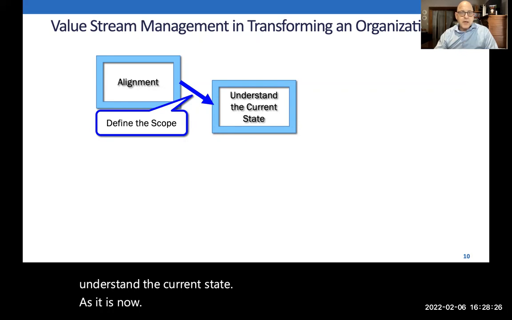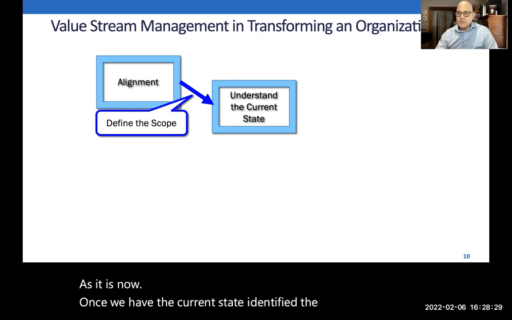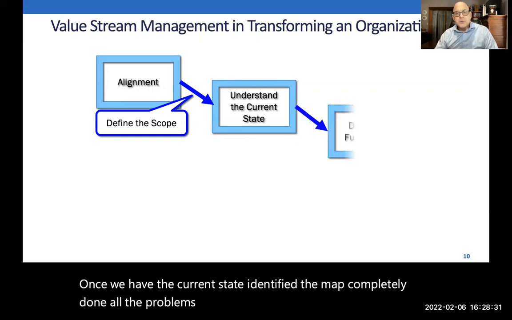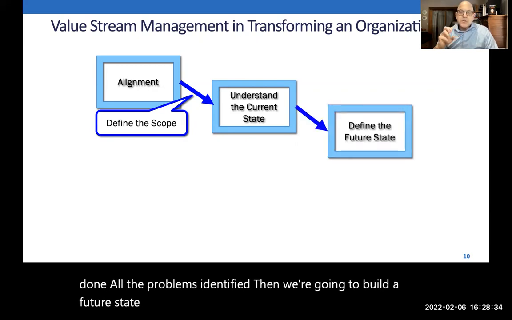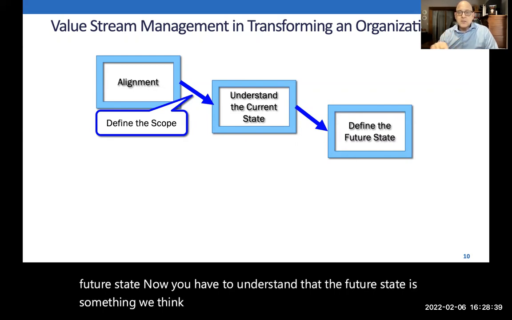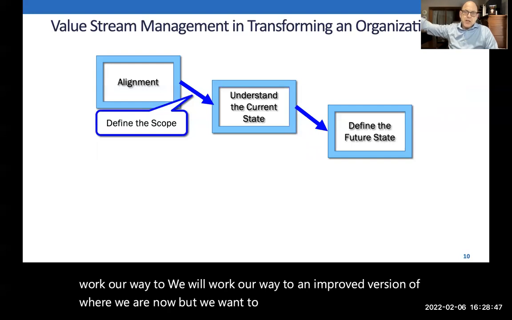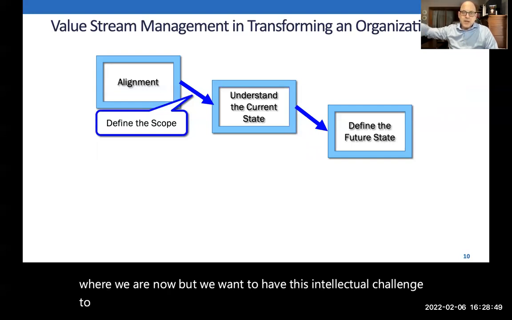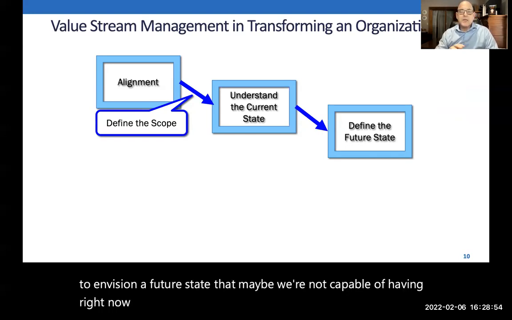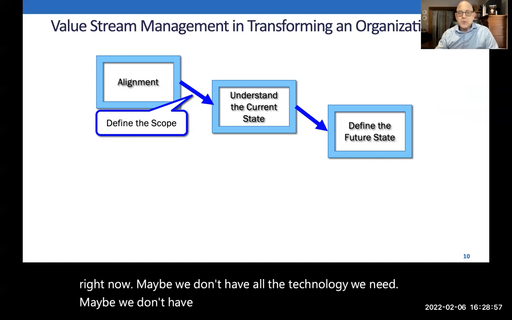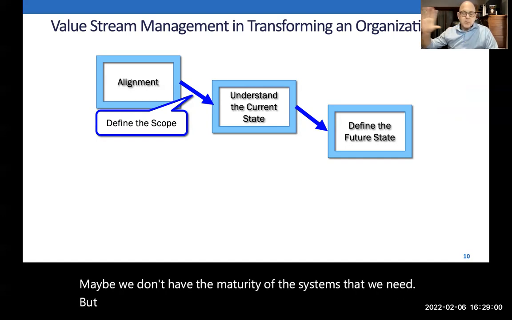Once we have the current state identified, the map completely done, all the problems identified, then we're going to build a future state. Now, you have to understand that the future state is something we think our way to. It's not necessarily something we work our way to. We will work our way to an improved version of where we are now, but we want to have this intellectual challenge to envision a future state that maybe we're not capable of having right now. Maybe we don't have all the technology we need. Maybe we don't have the maturity of the systems that we need, but we still want to be able to see what should actually be happening in a perfect world.